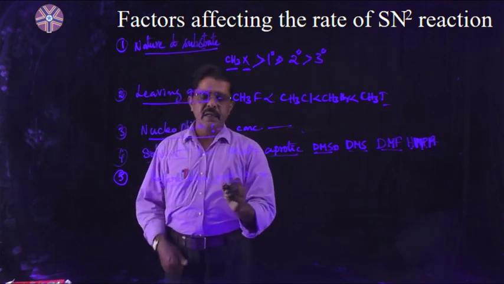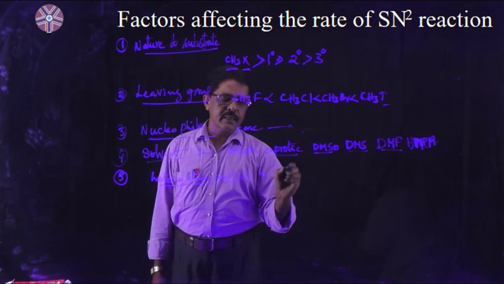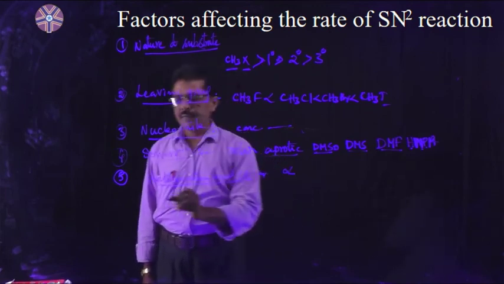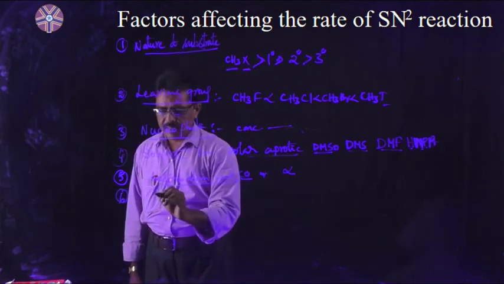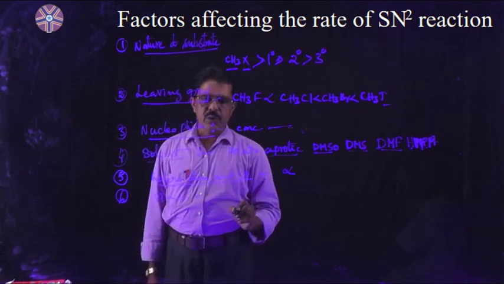Then next, a heteroatom or carbonyl group present at the alpha carbon increases the rate of reaction, and vinylic and aryl halides do not undergo SN2 reaction.